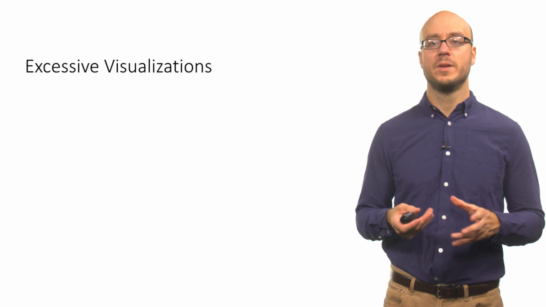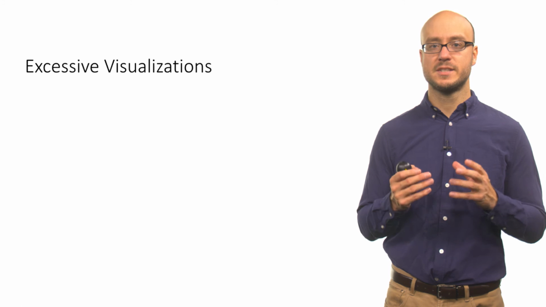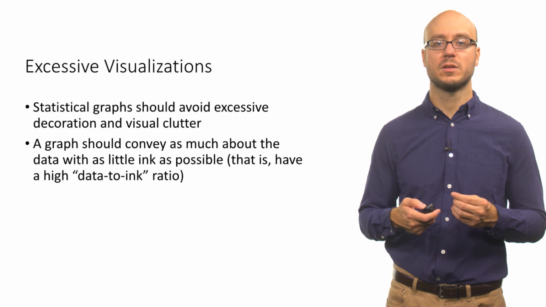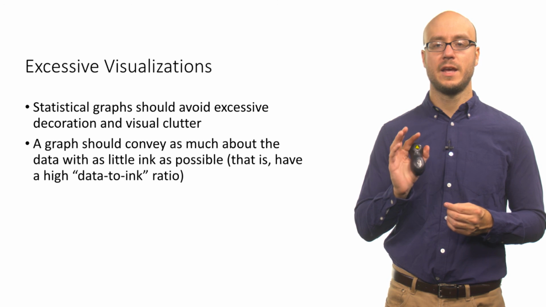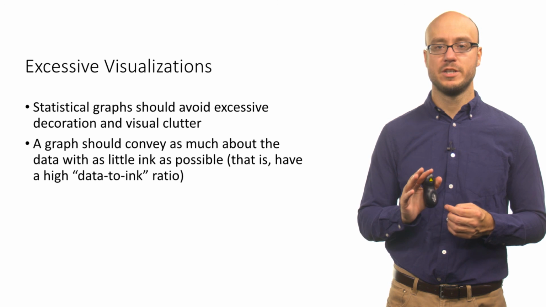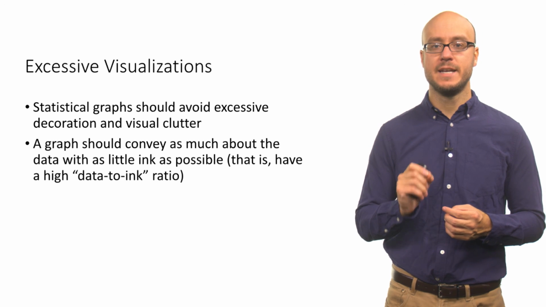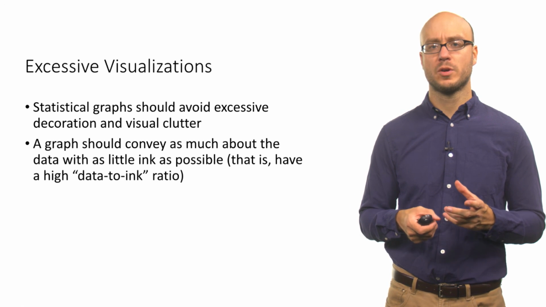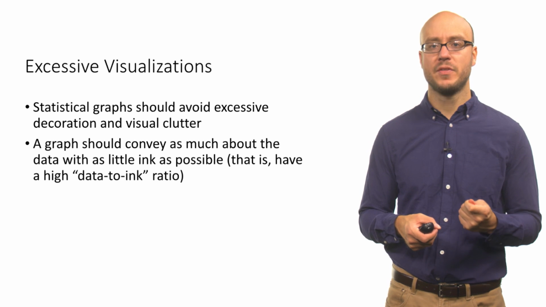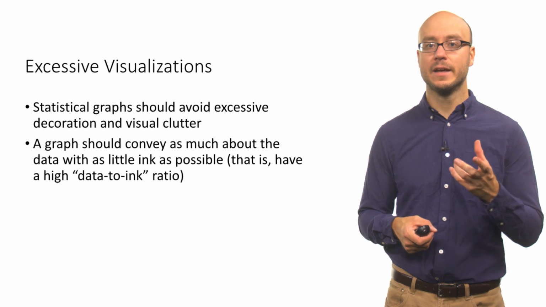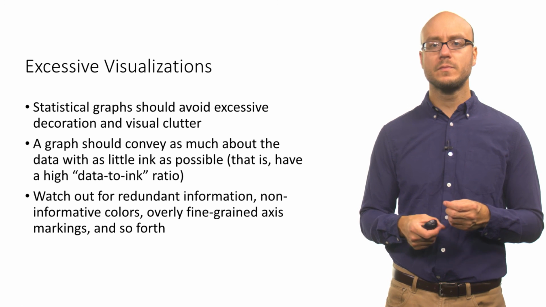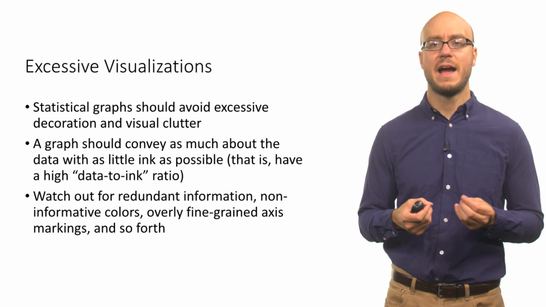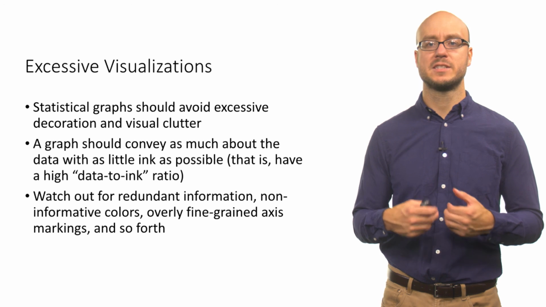Something else that is quite common in data visualization that should be avoided is excessive visualizations. In general, you should avoid excessive decoration or visual clutter. This has been called a low data to ink ratio. Okay? What you want is a high data to ink ratio. The general idea is that any graph you create for statistical purposes should convey as much information about the data as possible, so it should have a high data to ink ratio. So what really constitutes a low data to ink ratio? Meaning, what constitutes a graph that doesn't say much about the data, yet spills a lot of ink?